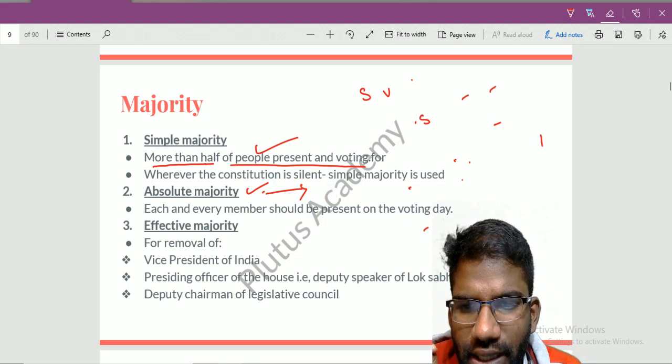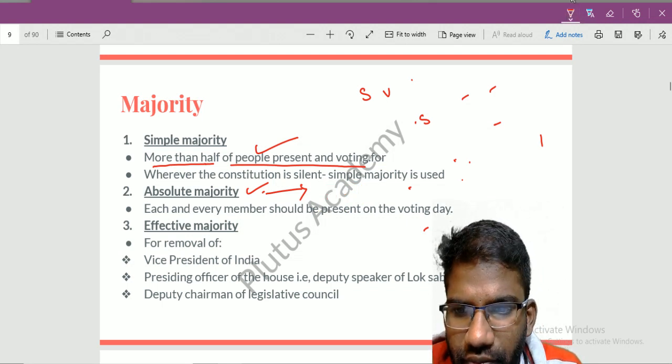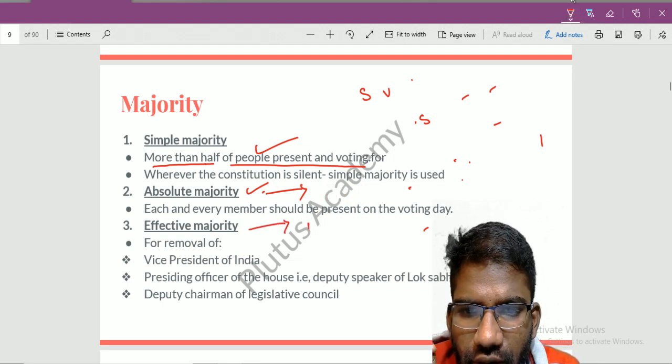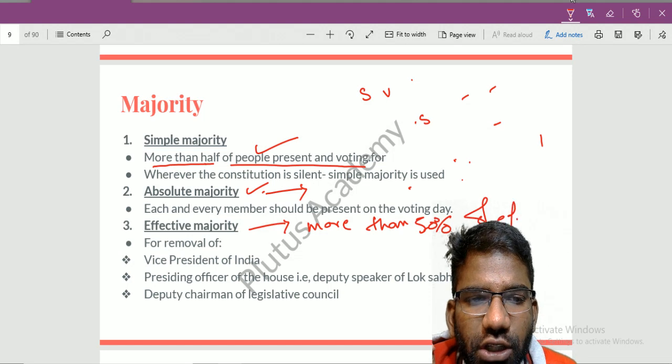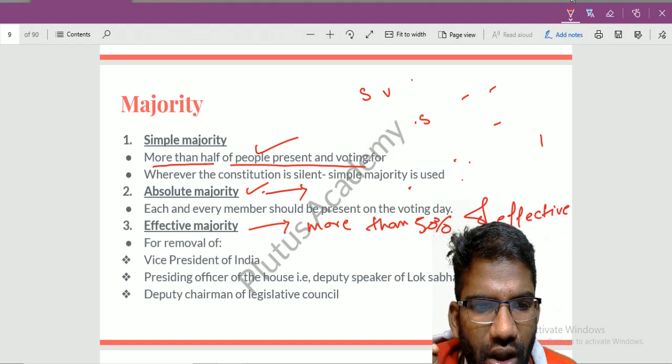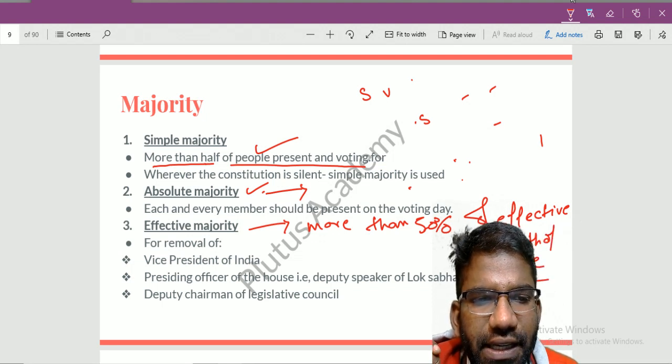What is effective majority? That is more than 50% of effective strength of house. Effective strength of house. Now friends, what is effective strength of house?